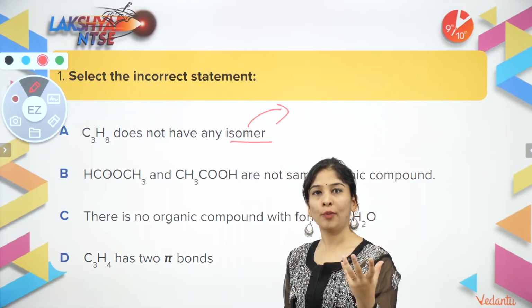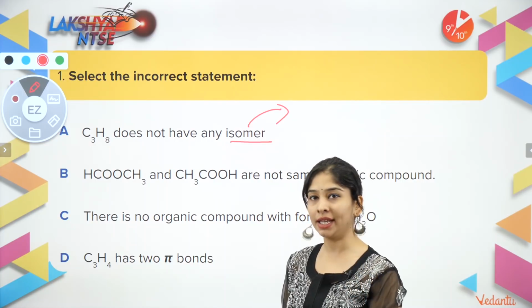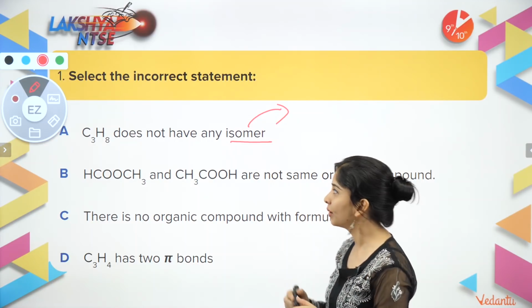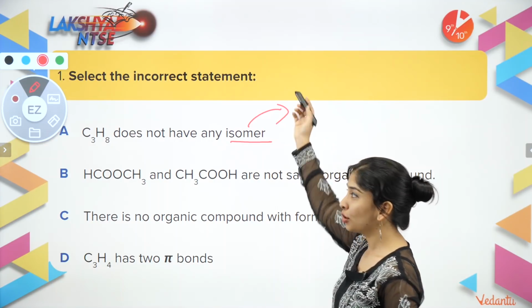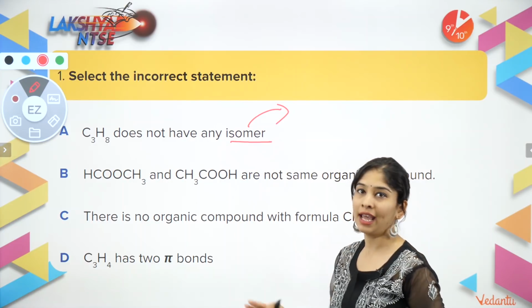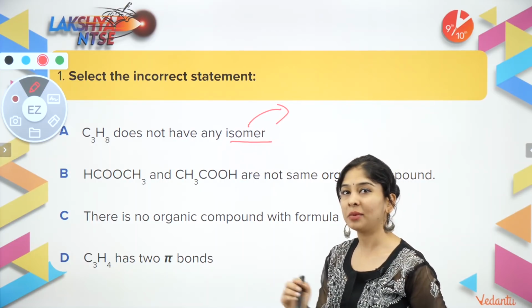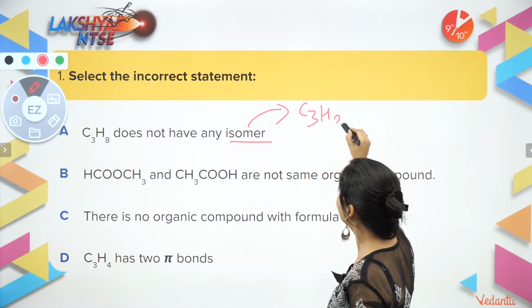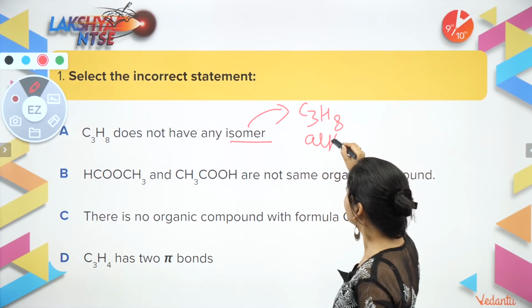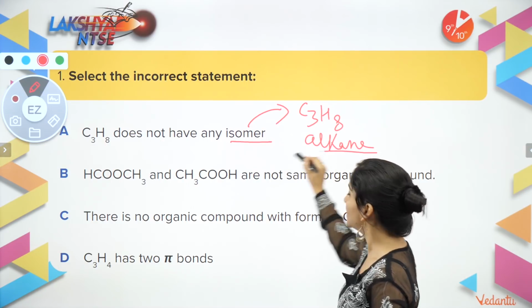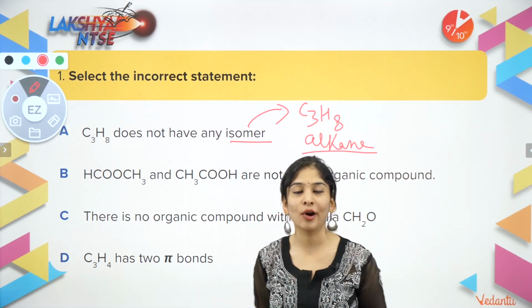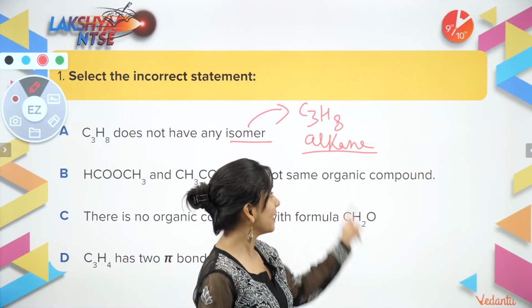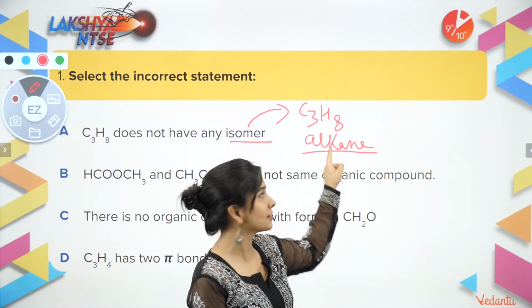ओके तो IUPAC nomenclature का वीडियो भी मैंने दिखाया है. Please go through it once. Okay, so I know what is isomer. So question is C3H8 does not have any isomer. The statement is right. First, what exactly is C3H8? C3H8 is nothing but an alkane. So जरा quickly मुझे comment box में बताओ, chat करो जल्दी से. You all are watching. C3H8 is nothing but alkane. What is the name of this?